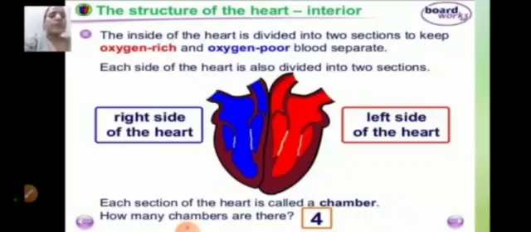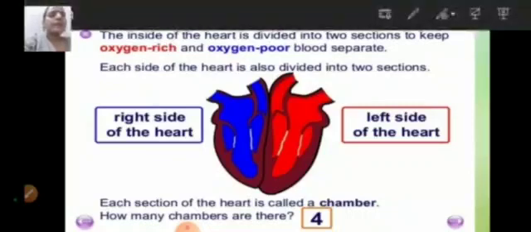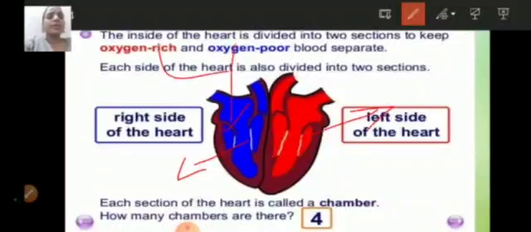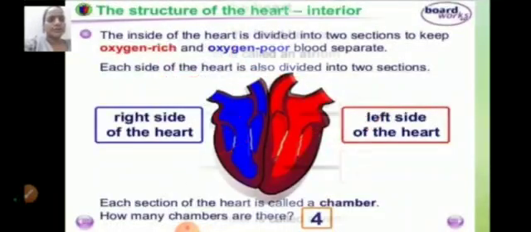Now talking of the inside of the heart, the inside of the heart is divided, first of all, into two halves by a layer of muscles which is known as the septum. The two sides of the heart are the right side and the left side. The right side always contains oxygen poor blood, whereas the left side will always contain oxygen rich blood.